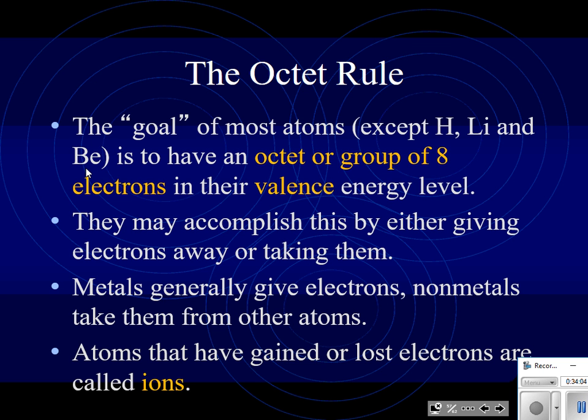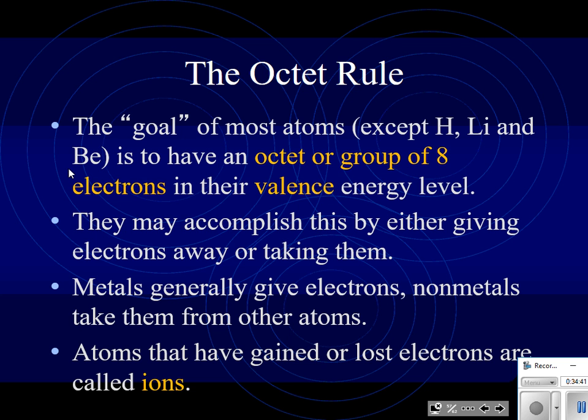Why are they exceptions? They are very, very close to helium, right? Look at your periodic table. Beryllium, lithium, hydrogen are all very close to helium. How many electrons does helium need to fill its outermost energy level? 2. Okay? So when these 3 elements gain or lose electrons, they want to go to 2, not to 8. So that is why they are exceptions to this octet rule.